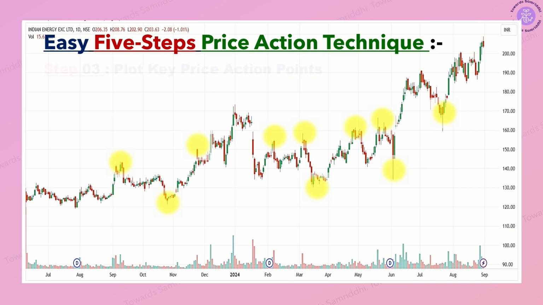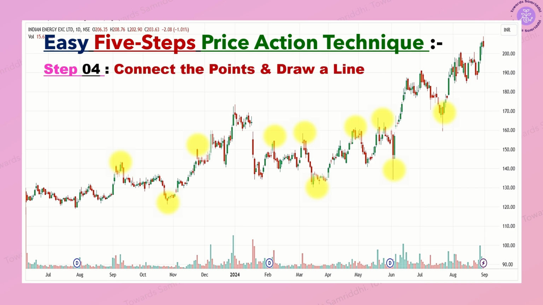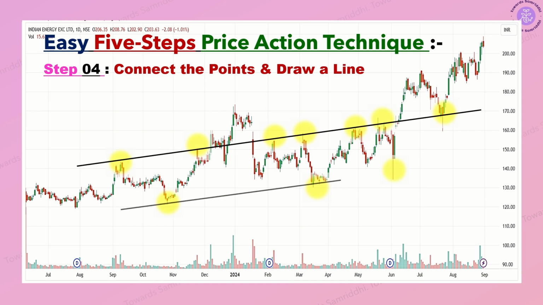Step 4 is plotting a horizontal line. Connect the identified price action zones with a horizontal line. Adjust the line to get the maximum number of touches. The more touches, the stronger the price level, which will act as major support or resistance.